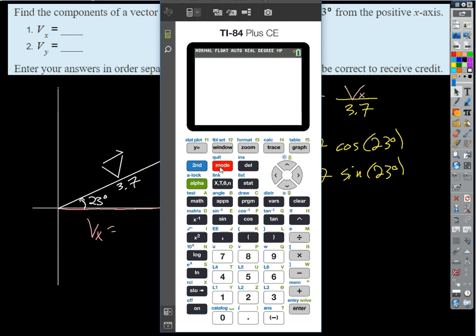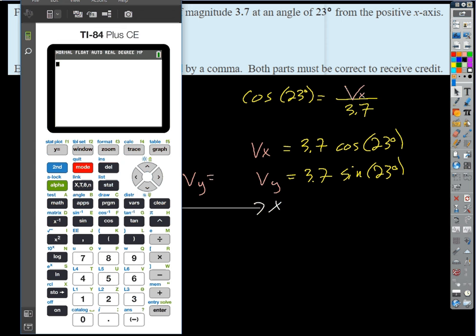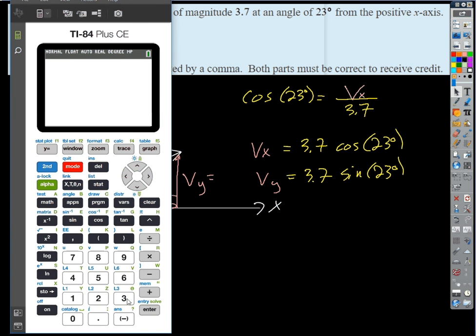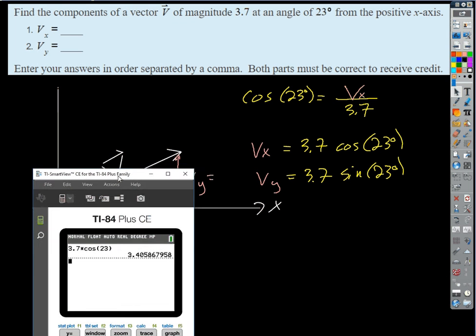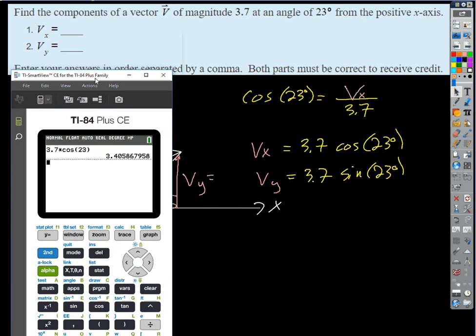Okay, so now I've got 3.7 times cosine 23 degrees gives me about, how many sig figs can I keep here? 2. So what's that give me? 3.4, right?